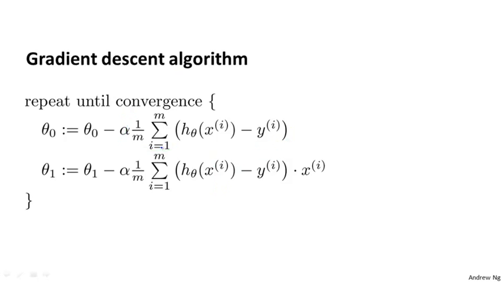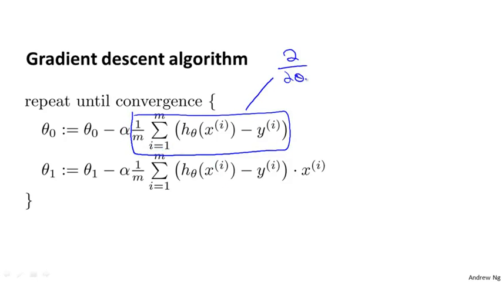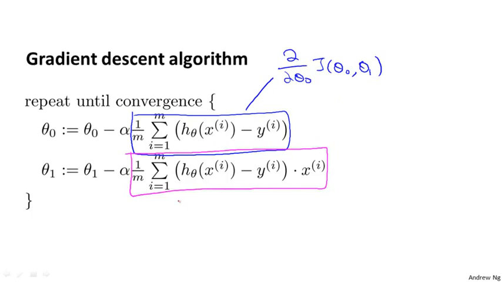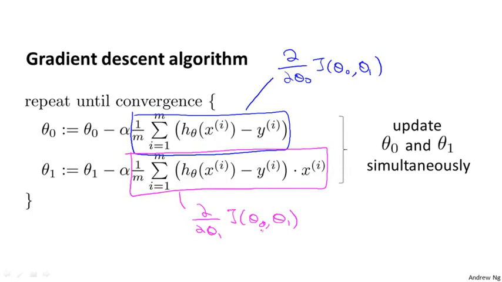So here's our linear regression algorithm. This first term here is, of course, just the partial derivative with respect to theta 0 that we worked out on the previous slide. And this second term here is just the partial derivative with respect to theta 1 that we worked out on the previous slide. And just as a quick reminder, when implementing gradient descent, there's this detail that you should update theta 0 and theta 1 simultaneously.